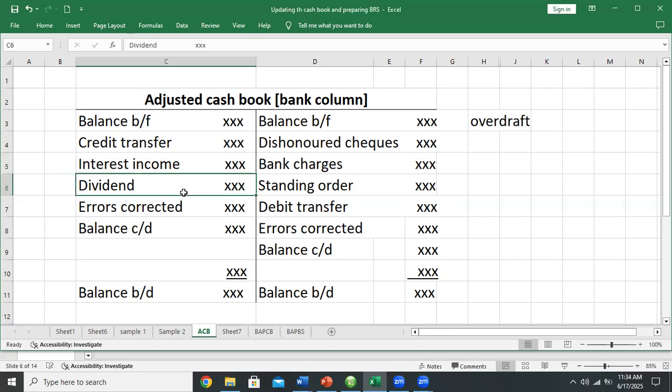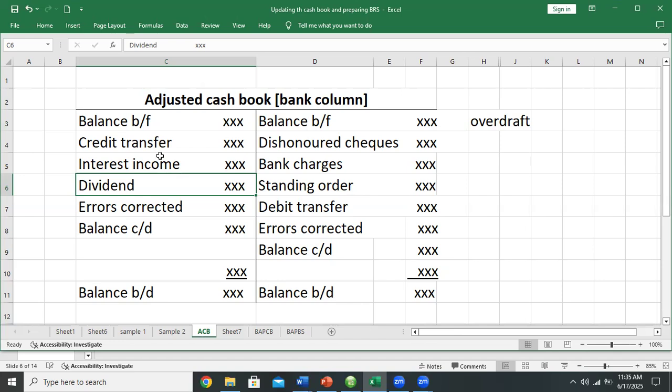These items are debited. Why, professors? The reason is simple. Credit transfer means that somebody has deposited money in your account. So you are receiving the money into your account. And if you are receiving money, what do you do to your cash? You debit it. Interest received or dividend. There's also another money you are receiving because probably you have done an investment or you are a shareholder of a company. So if you are receiving, you do what?